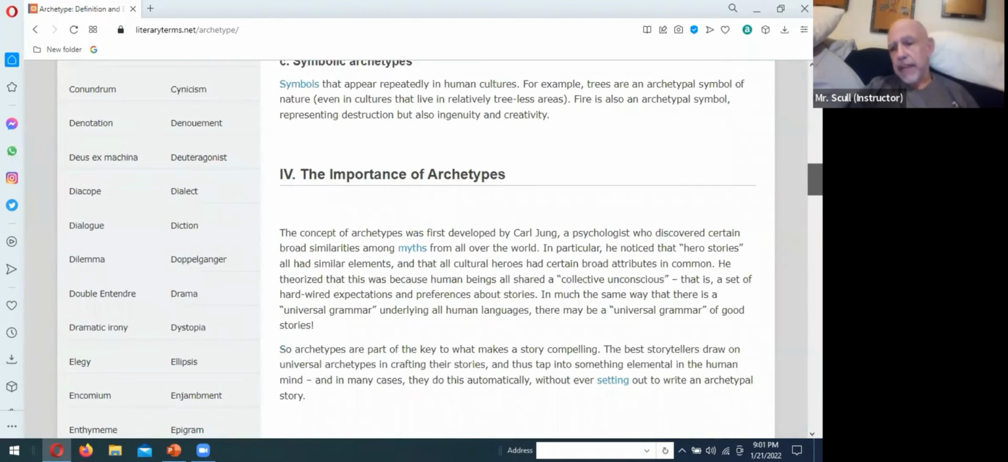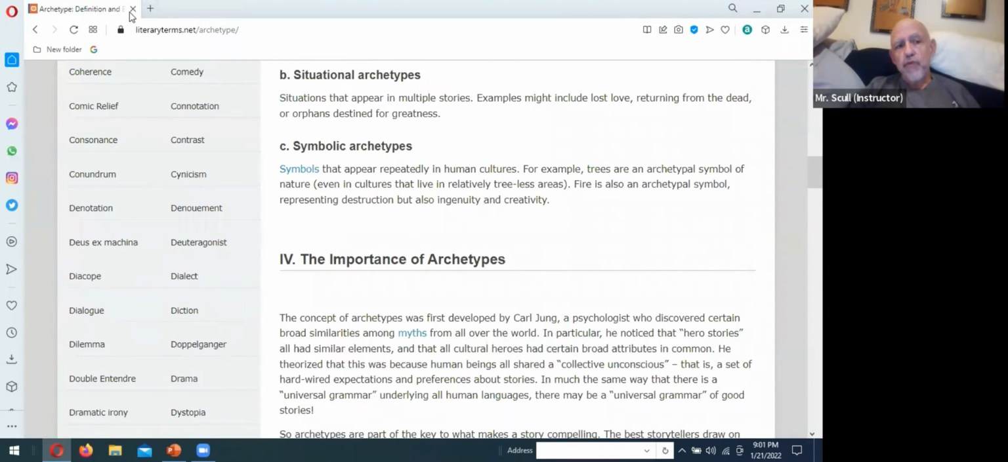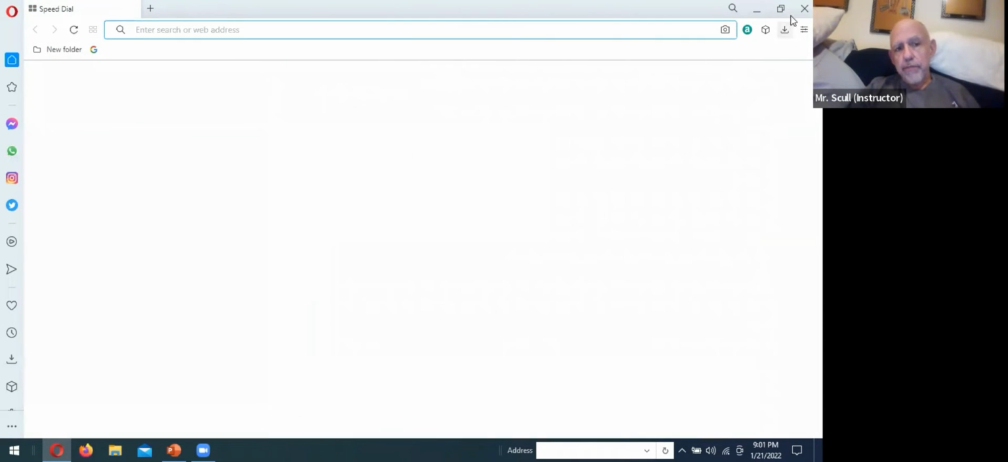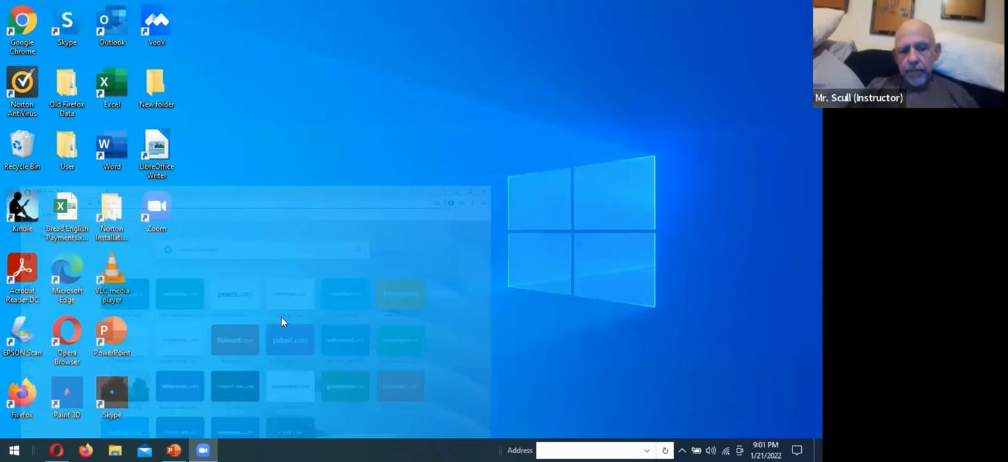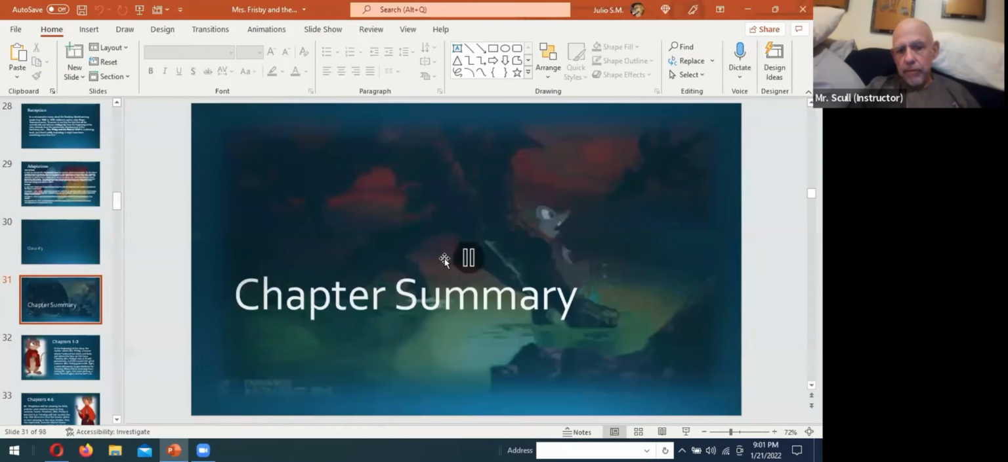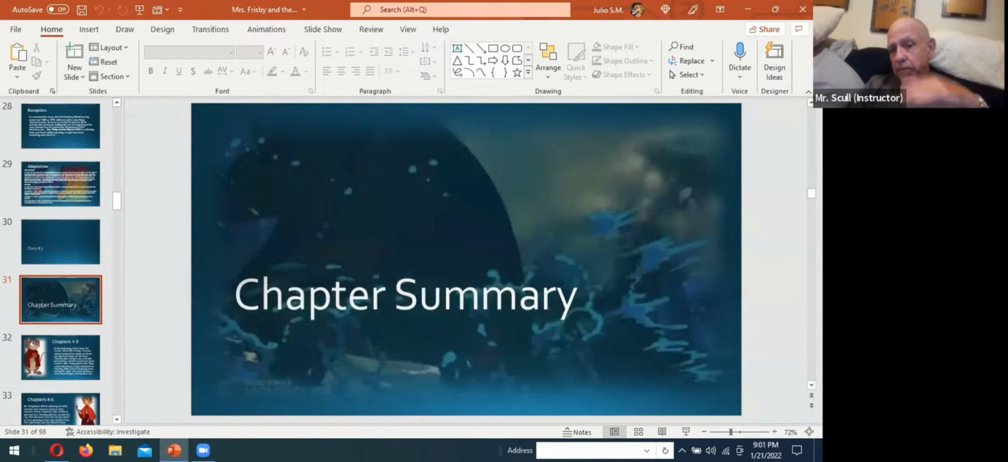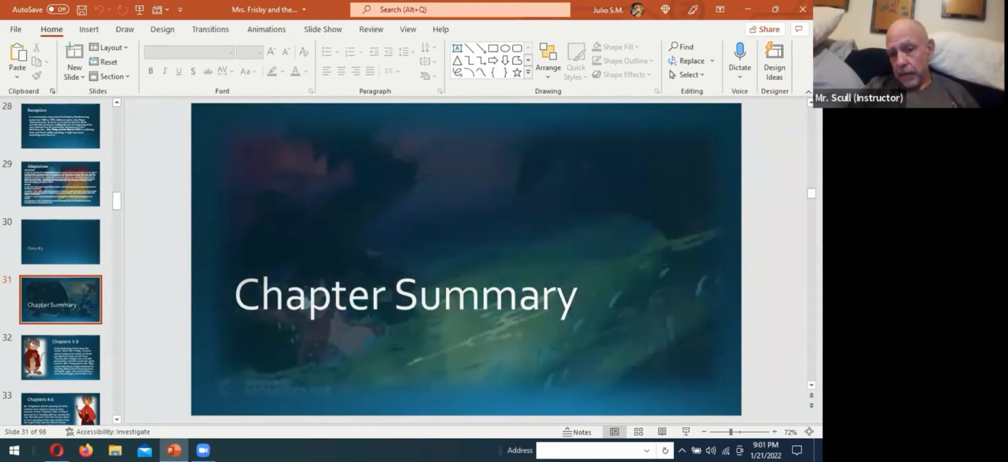So there's a lot of archetypes. And as we read the book, it might be a good idea if you keep all of these concepts that we've been talking about in mind. For instance, who is the protagonist? Who is the antagonist? Well, we know the protagonist is Mrs. Frisbee. And I think we said last time that the farmer might be the antagonist, right? The antagonist could be the farmer.